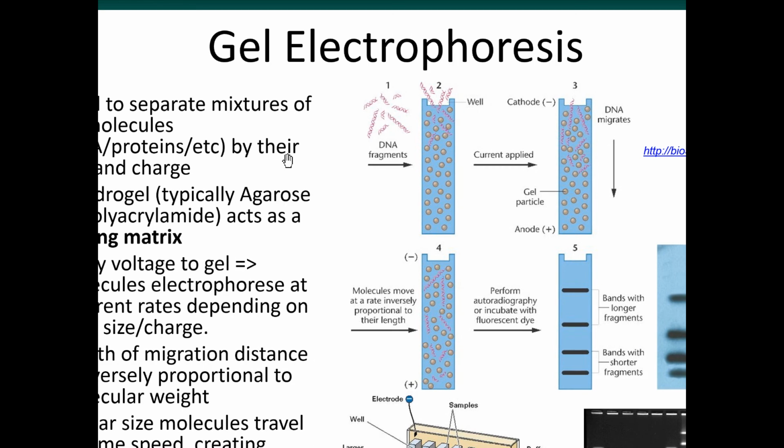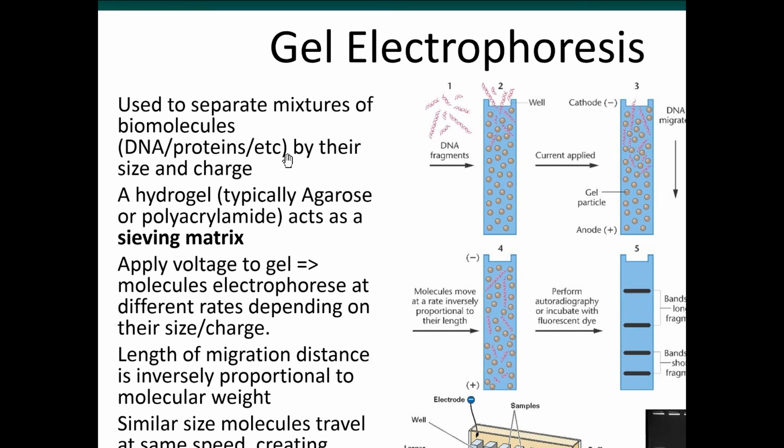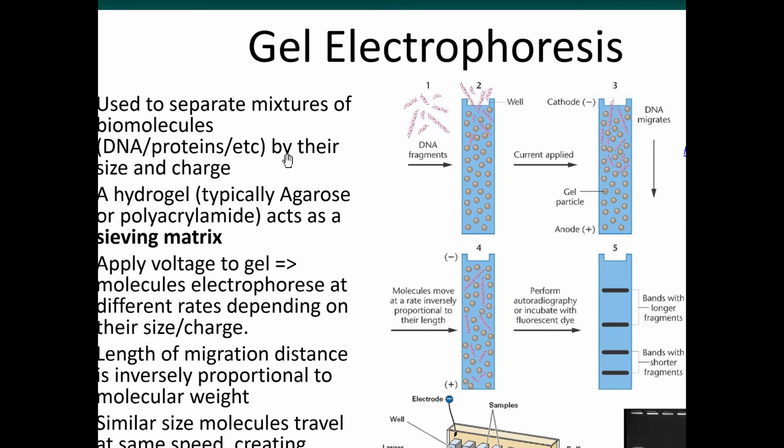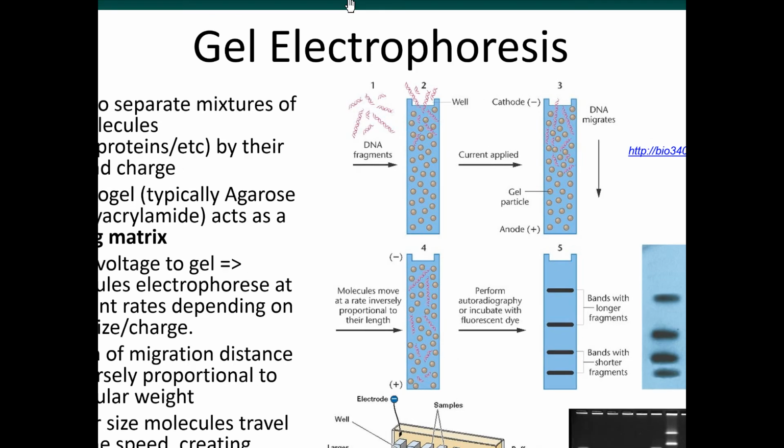So for the electrophoresis of the molecules in the sieving matrix, the small molecules will move faster through the gel than the larger molecules. The way you get them to move through the gel is by applying a voltage. So the sample is placed at the top of the well here, and the blue area represents the gel.